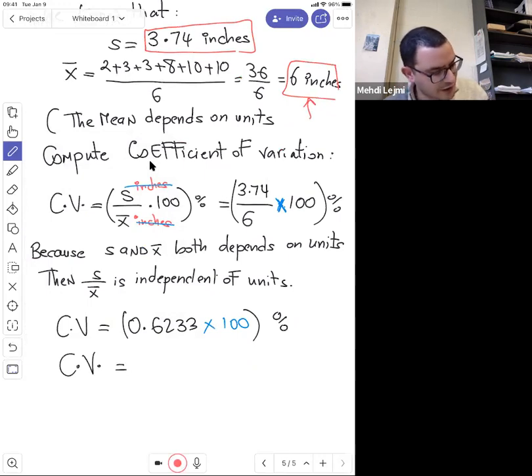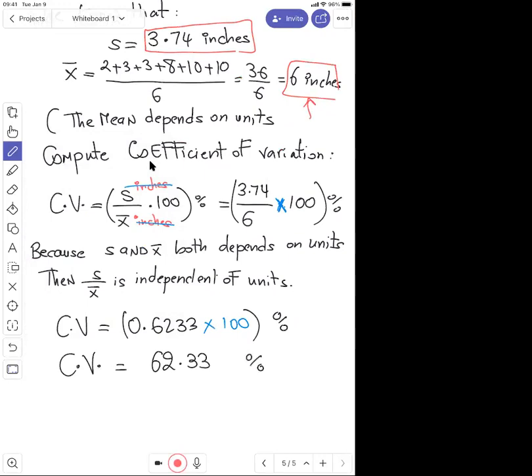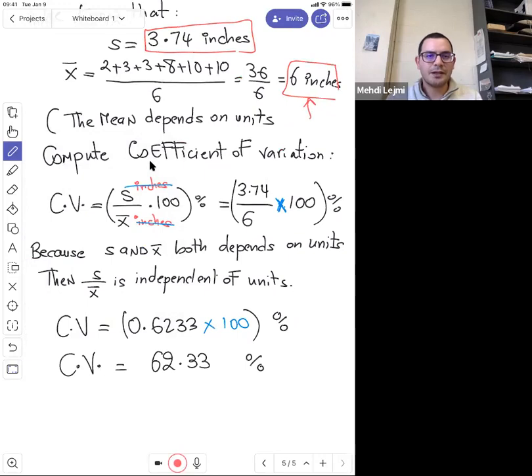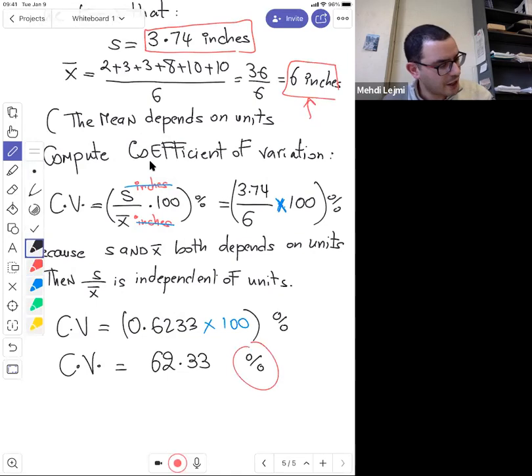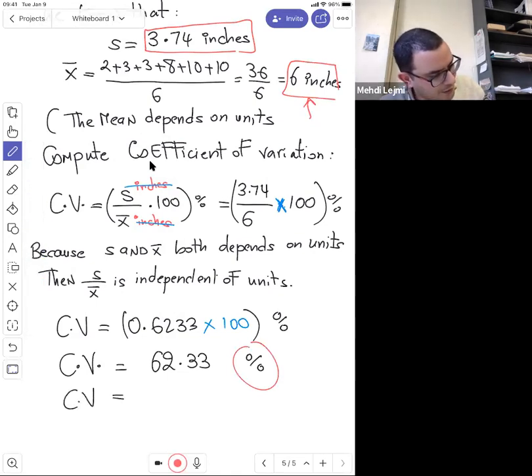So your coefficient of variation is going to be 62.33, okay? And then there's a percent. So 62.33%. So your coefficient of variation is actually a percentage, okay? So you divide S by X bar and then just multiply by 100. Then you get your coefficient of variation, and again, it's a percentage. You see here, there's a percent symbol here, okay? So in this example, my coefficient of variation is 62.33%.